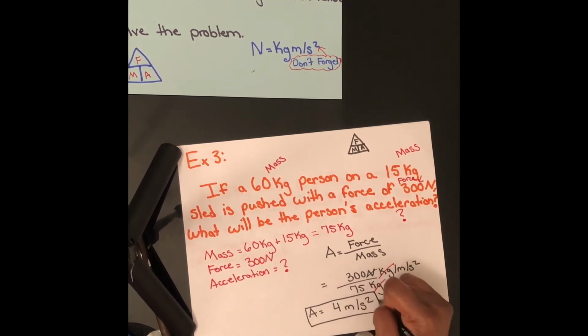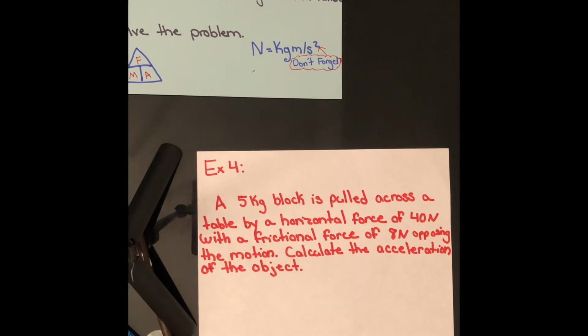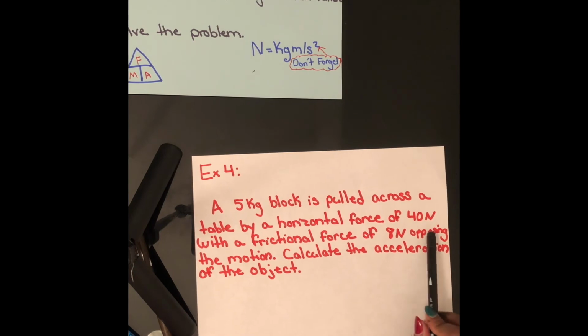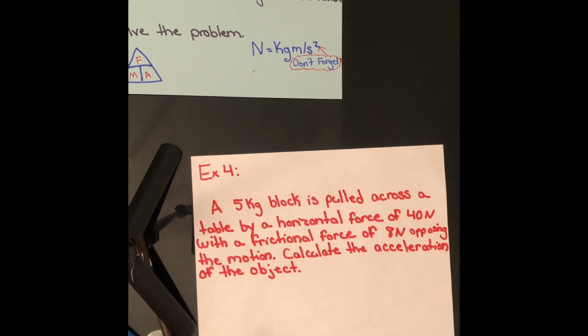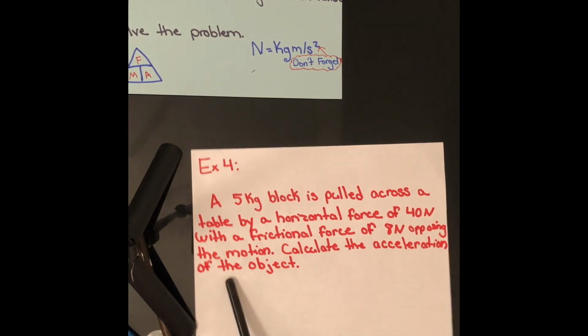And we are almost done. One more example. Example number 4. A 5 kilogram block is pulled across a table by a horizontal force of 40 newtons with a frictional force of 8 newtons opposing, look at that fancy word, opposing the motion. Calculate the acceleration of the object.